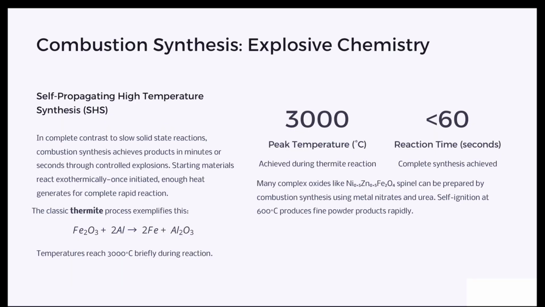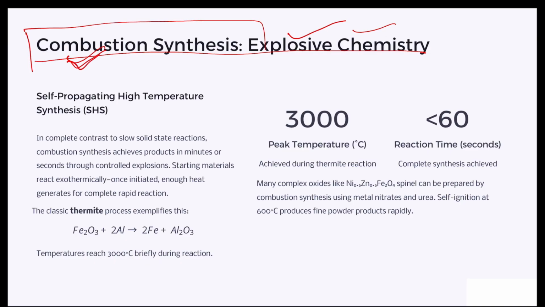Now, other than the solid state reaction, we have another class of reaction, also known as combustion synthesis or explosive chemistry, because in this class of preparation we are going to reach a much higher temperature than what we used for our solid state reactions. One such class of reactions is SHS, known as self-propagating high temperature synthesis. In this reaction, we initiate the reaction at a high temperature, like by sparking, and the reaction auto-propagates.